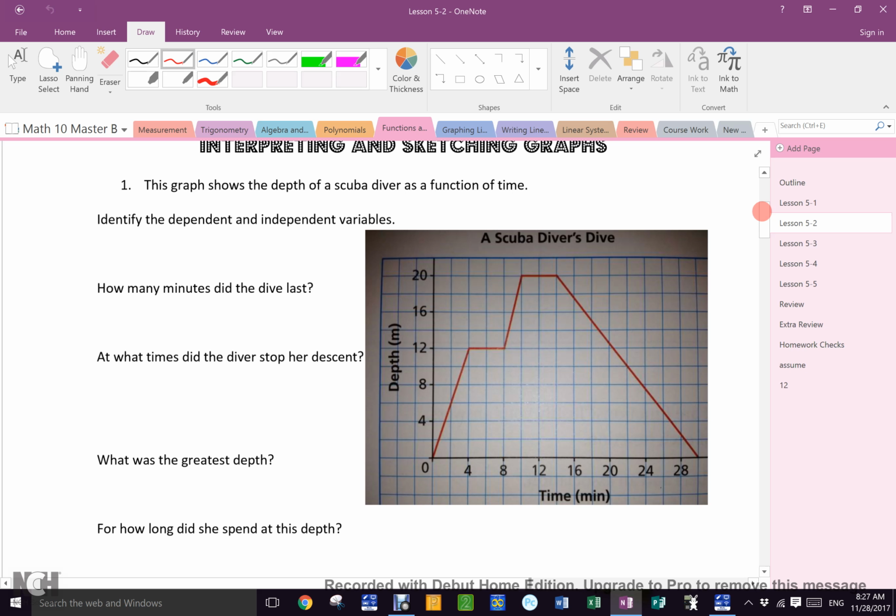Now, you've had some other hints about that too. I've also said that time is almost always the independent variable, isn't it? Why? Why is time the independent variable?